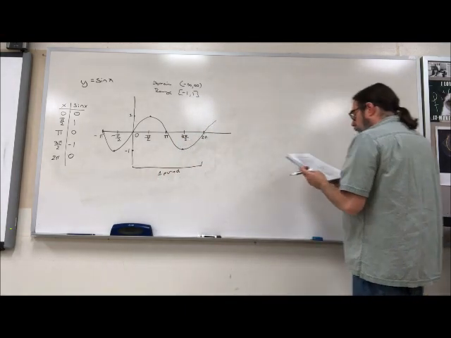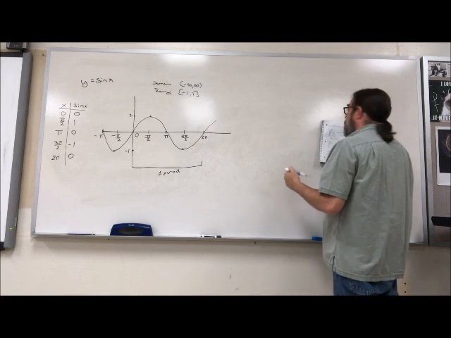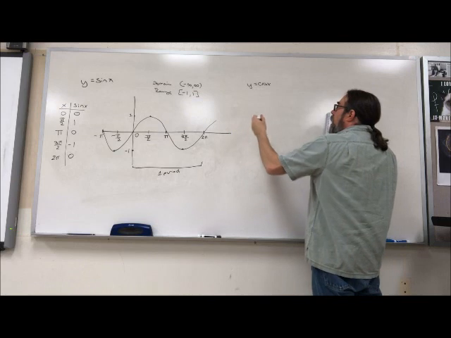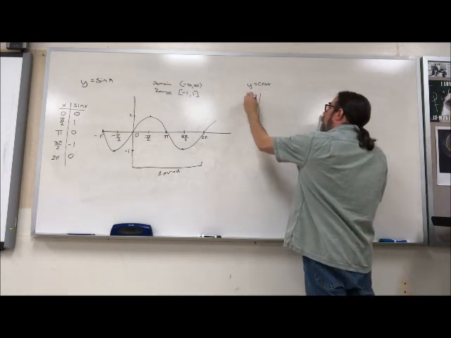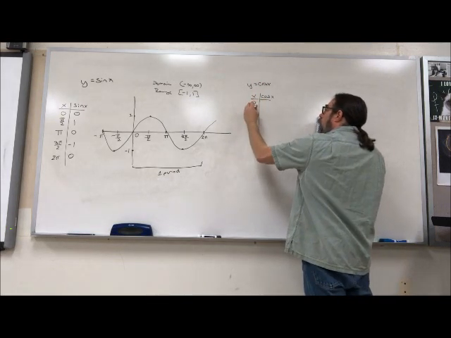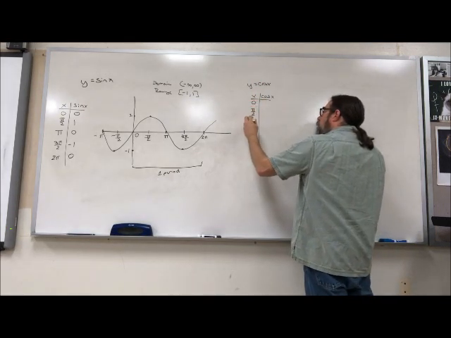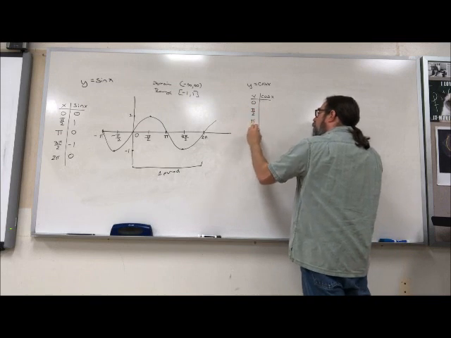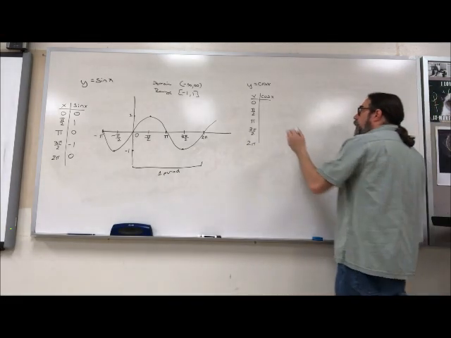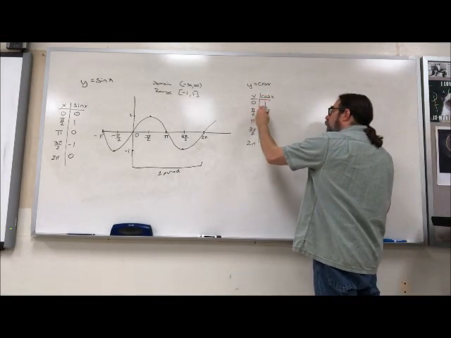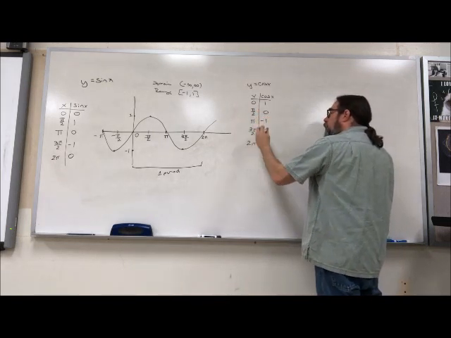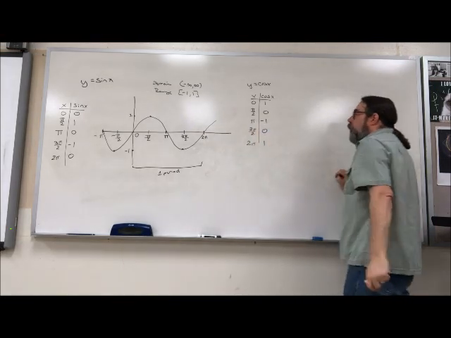Now I want to look at cosine. Y equals cosine x. And we can make a table. So we've got x and we've got cosine x. We're going to look at 0, pi over 2, pi, the same points we looked at for sine, and 2 pi. So the cosine of 0, I hope you remember, is 1. The cosine of pi over 2 is 0. The cosine of pi is negative 1. Of 3 pi over 2 is 0 again, and of 2 pi, it's 1 again.